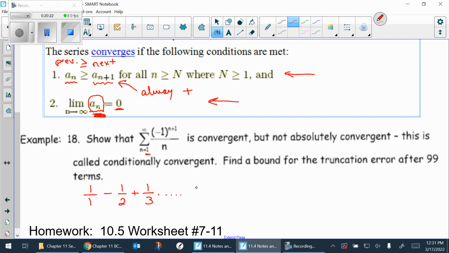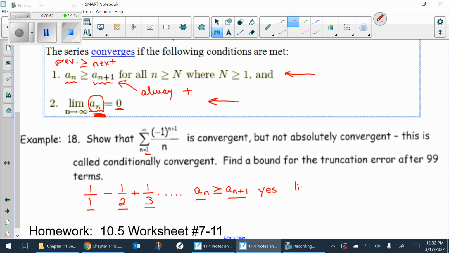Now, my question to you is this. Is the previous term greater than the next term? I kind of prefer to say, is the next term smaller than the previous term? And forget about the pluses and minuses. The next term is always smaller than what came before it. So yes, this is indeed true.